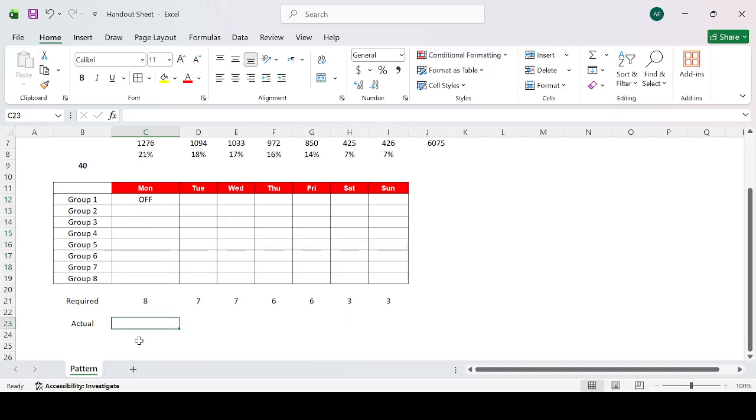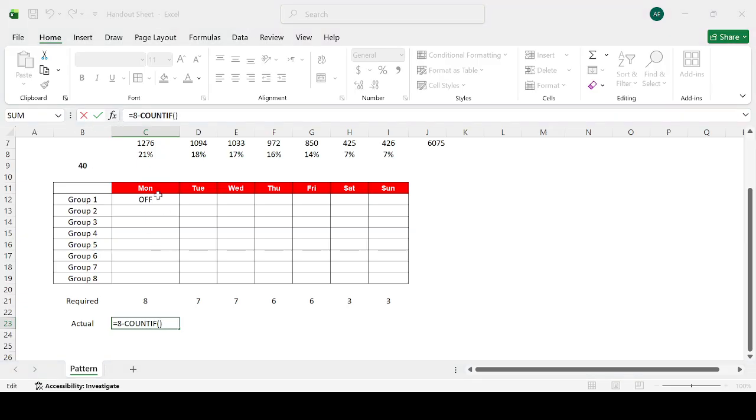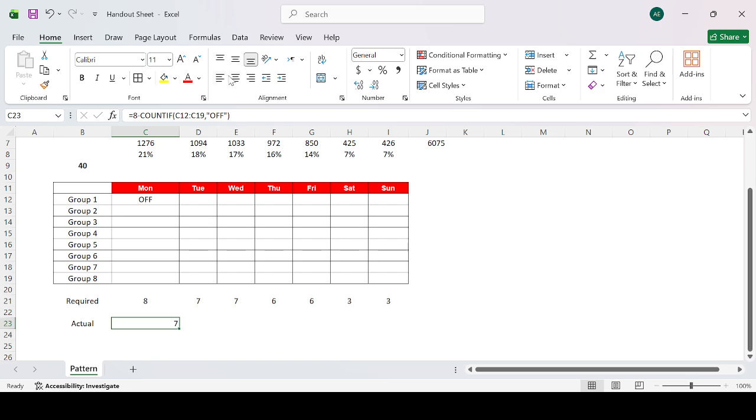So let's do it here. Equal 8 groups minus COUNTIF. Let's use this function to count the off days in this range from group A to group 8. Now our criteria is off. Let's test it right now. Yes, 7, so that's correct. And let's drag the formula.